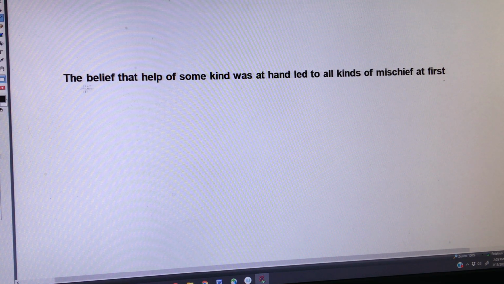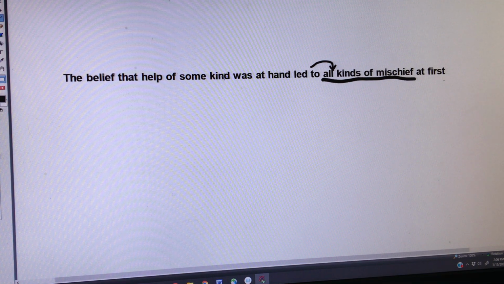So if we look at this one again, if we go right to left, so at first has nothing coming off it. That's not the head of a noun phrase. Mischief, there's nothing coming off it. That's not the head of a noun phrase. Kinds does have modifiers, so that is a noun phrase. All kinds of mischief, and it is functioning as the object of the preposition. And hand has nothing coming off it, so that's not the head of a noun phrase.